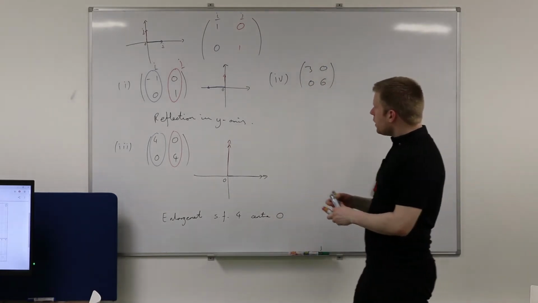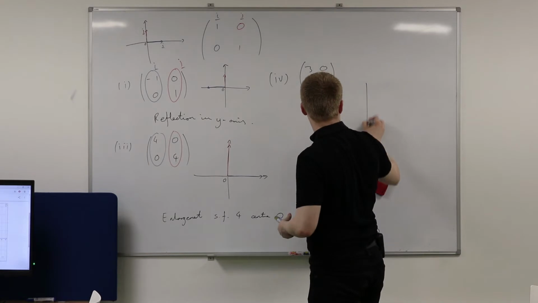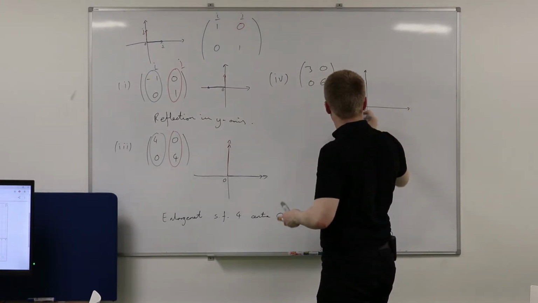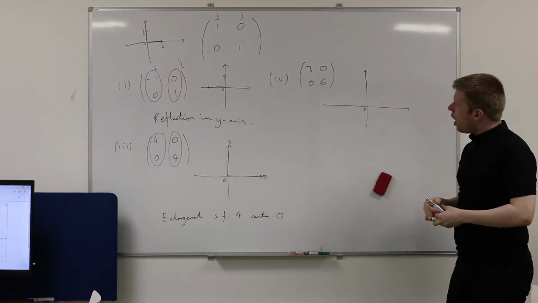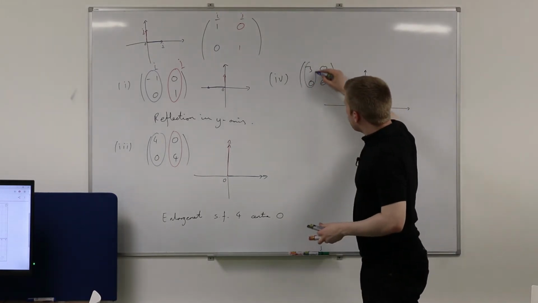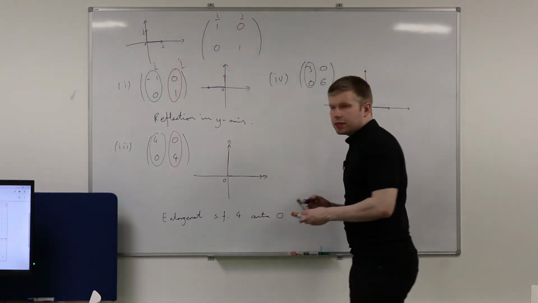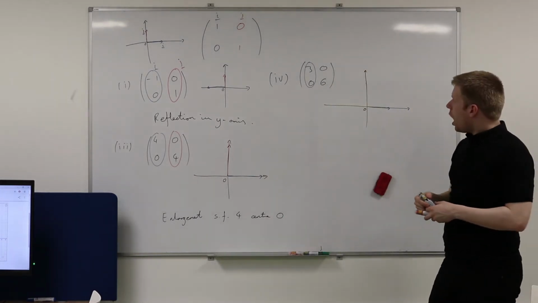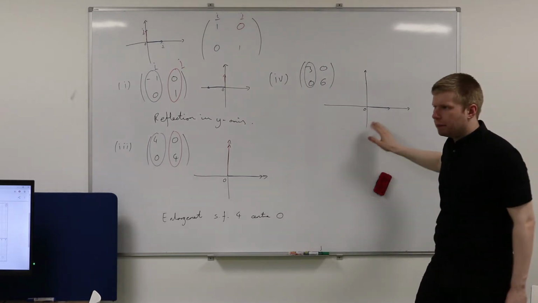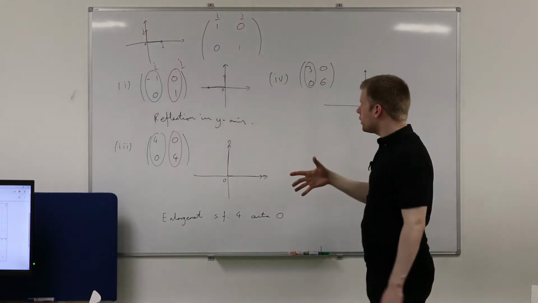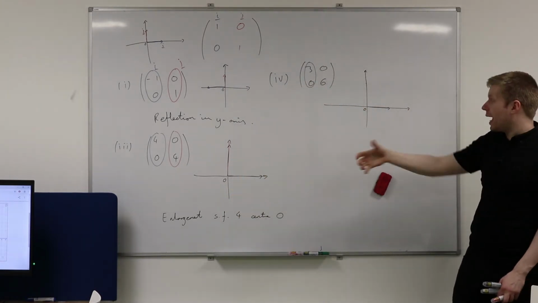Let's finish off on this one then. So we've got 3, 0 and 0, 6. So what's happening here? Okay, so here's I. I was at 1, 0. It's now ended up at 3, 0. Okay, there's I. So what are we thinking about with I? Yeah, good. It's a stretch in the x direction by 3.